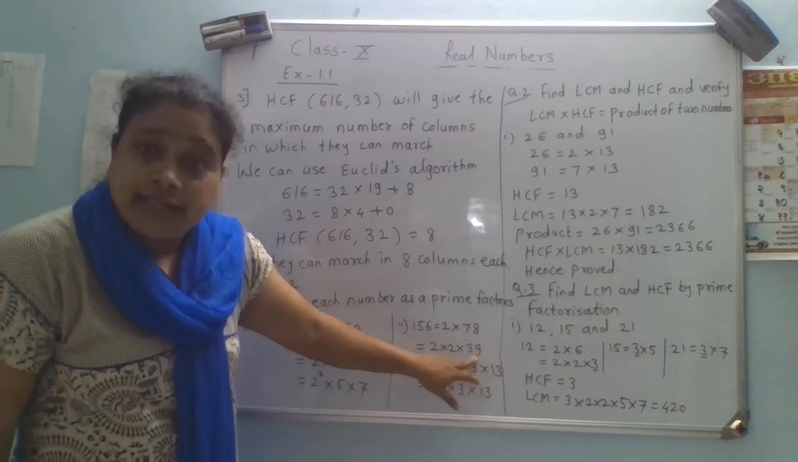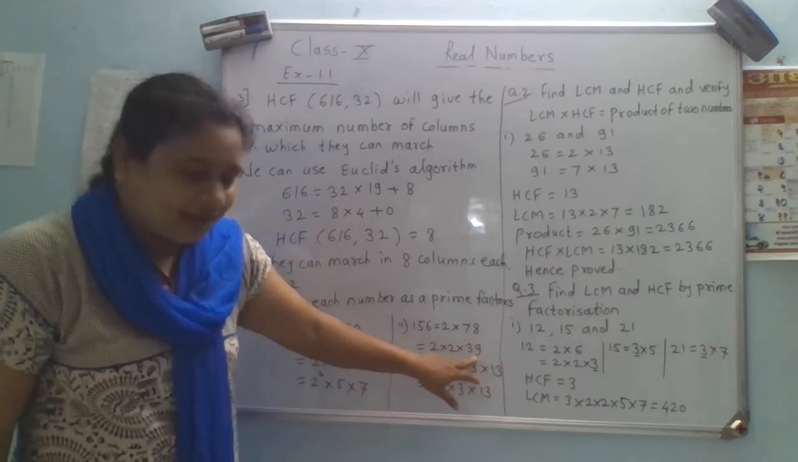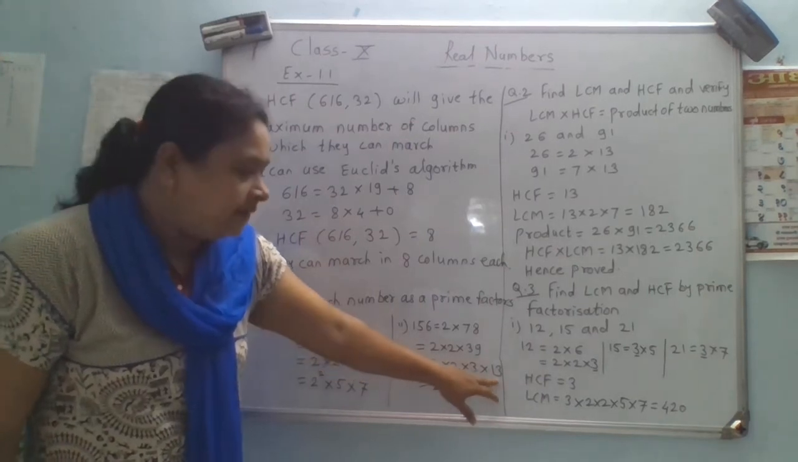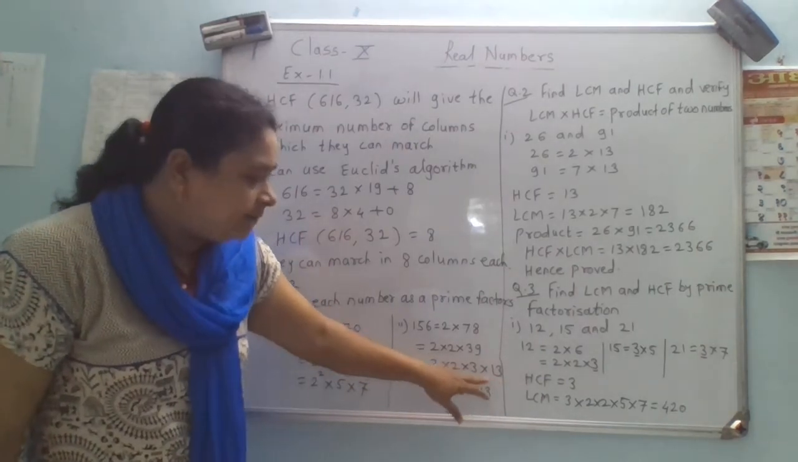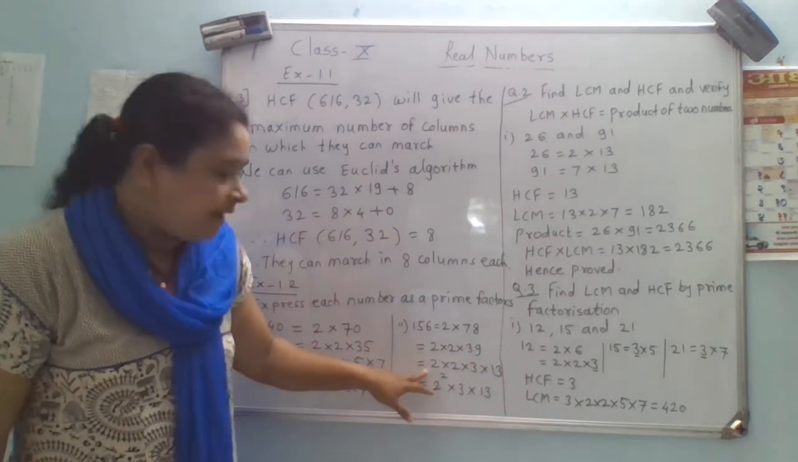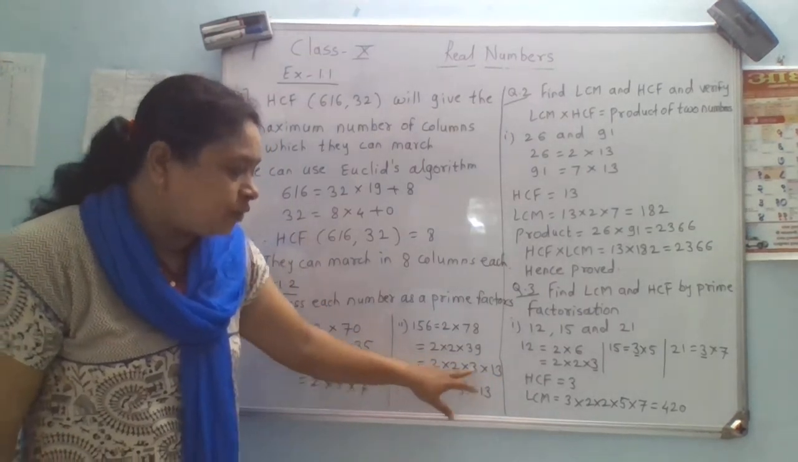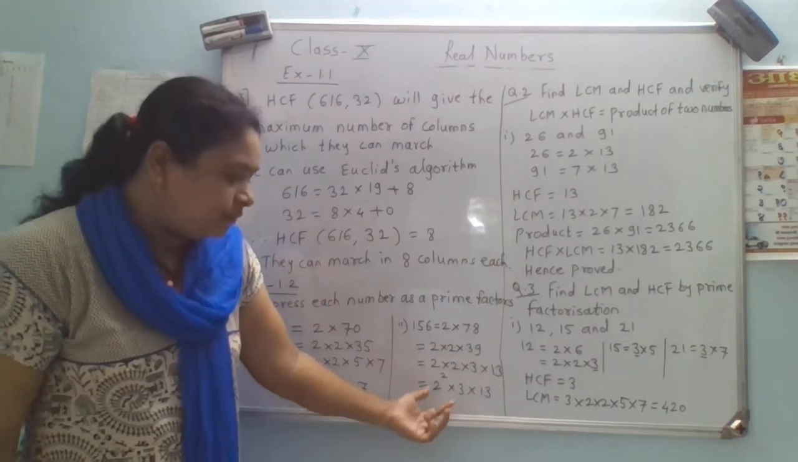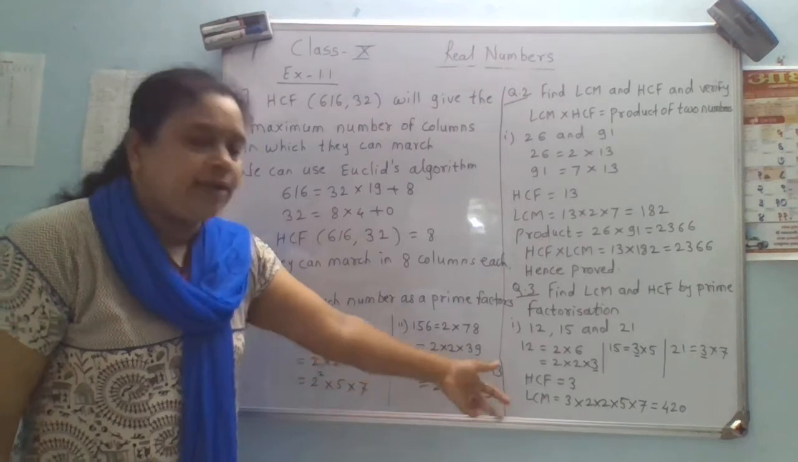Here 39 is an odd number, so you can divide it by 3, if it is divisible. Then we'll have the answer 13 in this step. But 13 is a prime, which means our division is complete. Then the prime factors of 156 are 2 into 2 into 3 into 13. Here again we get the power of 2 as 2, means 2 raised to 2 into 3 into 13.